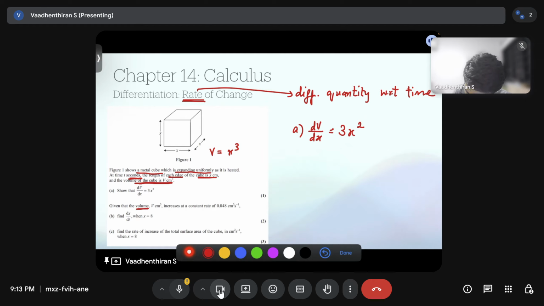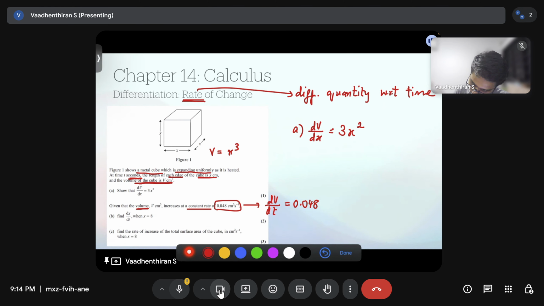Given that the volume increases at a constant rate of 0.048 centimeters cubed per second, what does this show you? That the volume is changing with respect to a change in time. So that's why we write it as dv over dt. dv is the small change in v with respect to the change in time, and that is equal to 0.048.